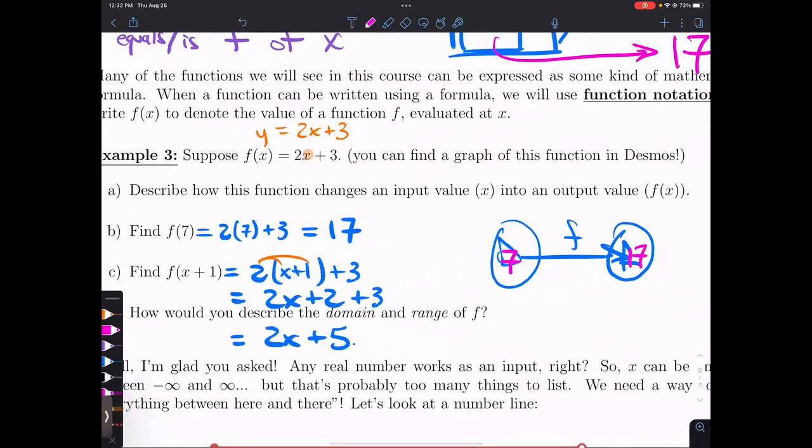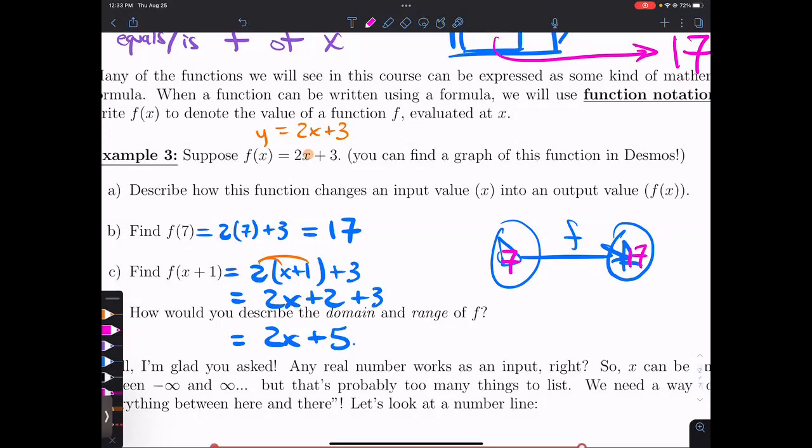7 maps to 17 for that specific function, and a different input value would go somewhere else, right? But the important part is that for 7, and also for other values, every time I plug 7 into this, I'm going to get the same result back. I'm not going to get something else the next time I try to do it, right? That's what makes it a function.